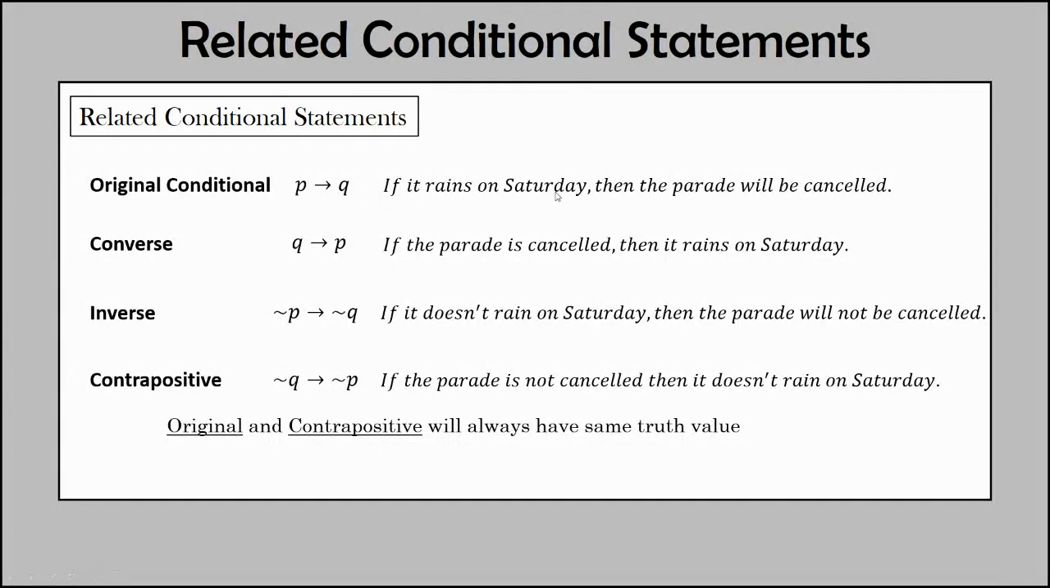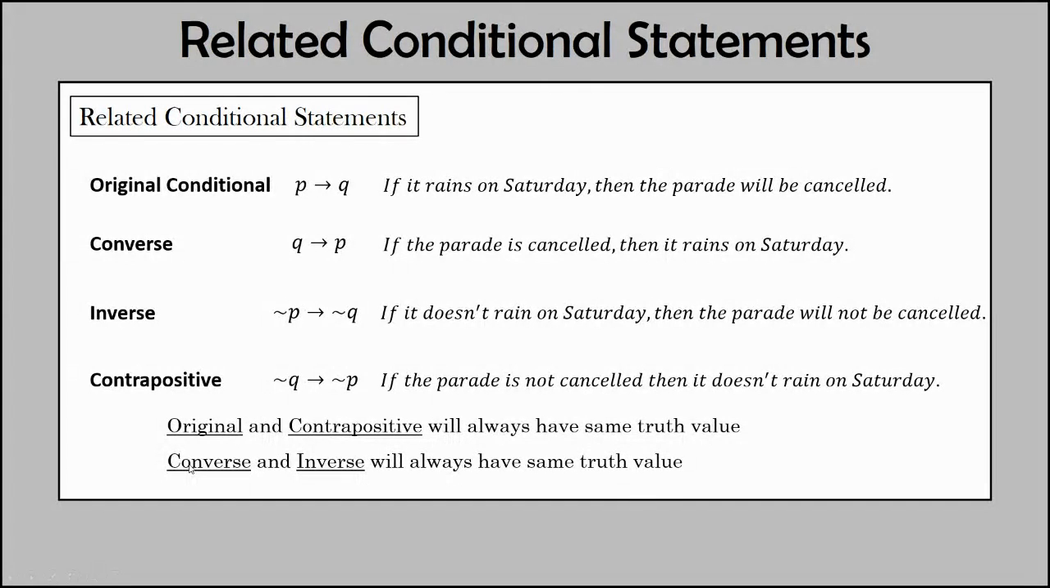So if it rains on Saturday, the parade is canceled. Let's say that's a true thing. If it rains, then the committee is going to cancel the parade. Down here, if the parade isn't canceled, then it didn't rain on Saturday. Well, that's true, because if it doesn't rain Saturday, they're not going to cancel the parade.